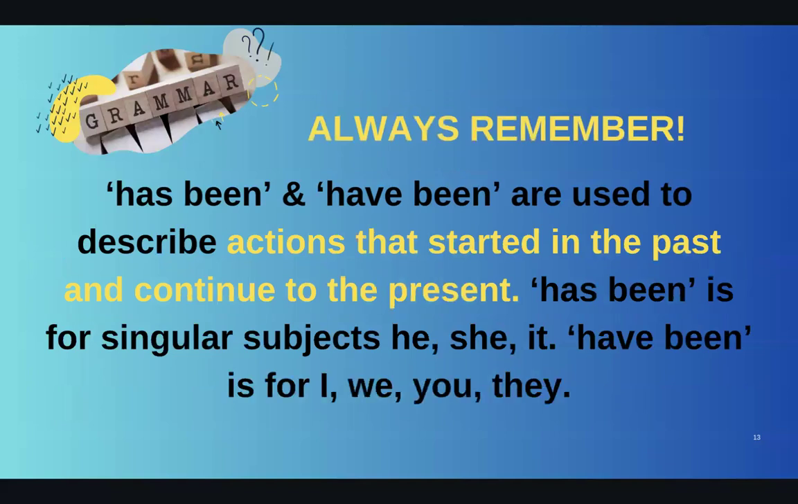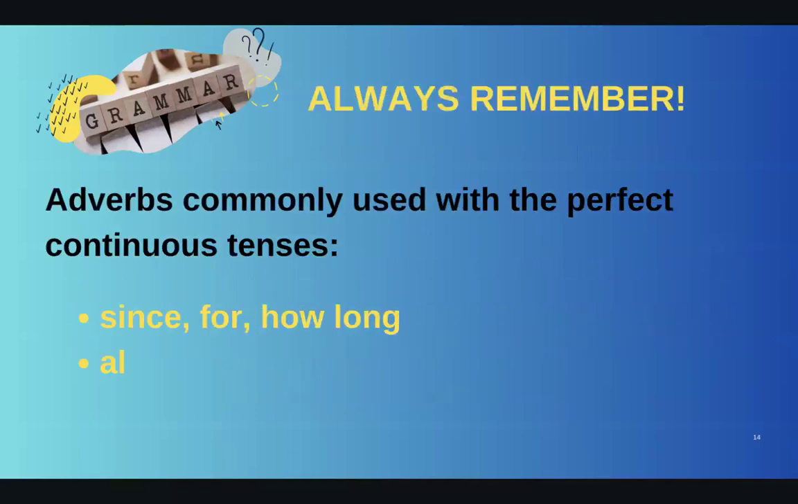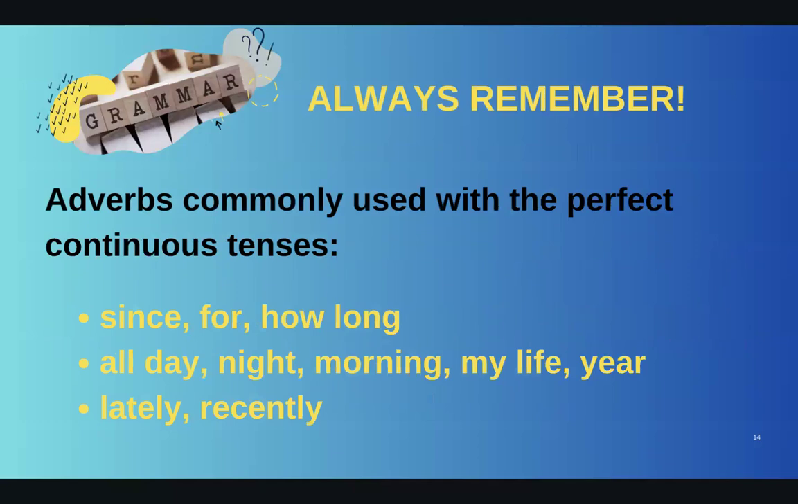Always remember, has been and have been are used to describe actions that started in the past and continue to the present. Has been is for singular subjects, he, she, it. Have been is for I, we, you, they. Adverbs commonly used with the perfect continuous tenses: since, for, how long, all day, night, morning, my life, year, lately, recently.